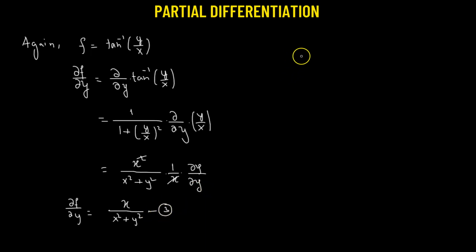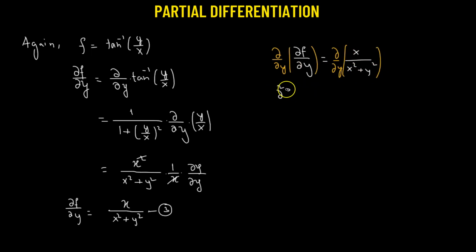So we'll now use number 3, which is the partial of f with respect to y equals x divided by x squared plus y squared, and then we will take the partial derivative on both sides with respect to y. We have the partial with respect to y on the right hand side as well. So let's find it out. This will give us the second partial of f with respect to y. Here we have x as a constant, so we can pull it out of the derivative.